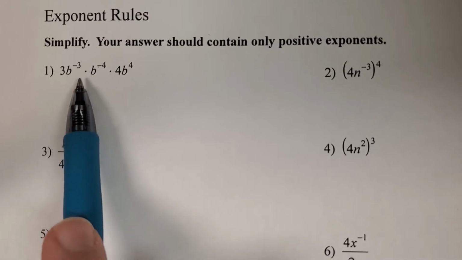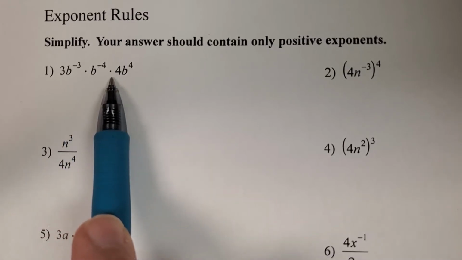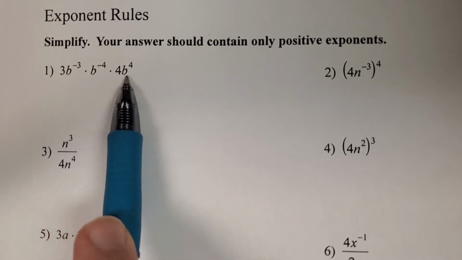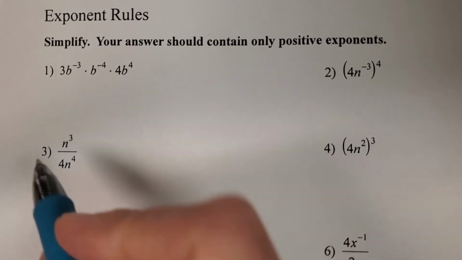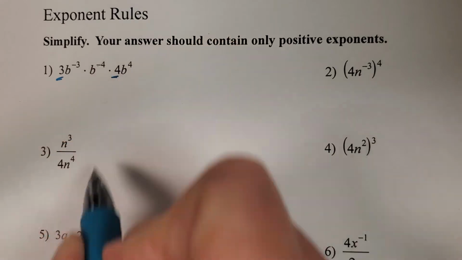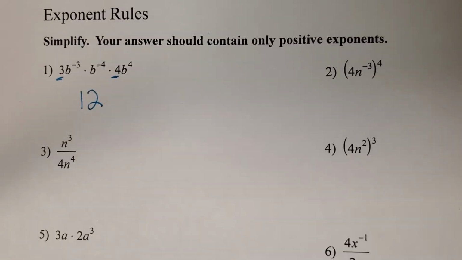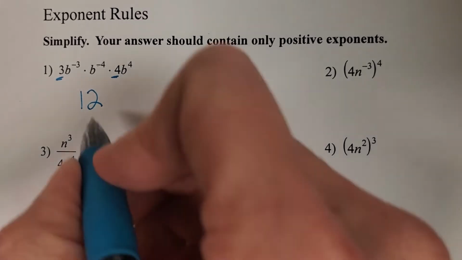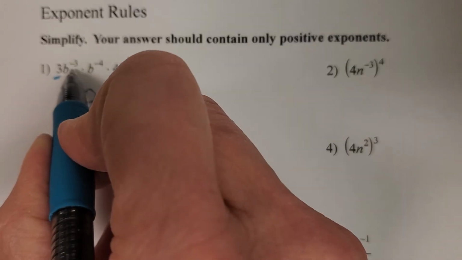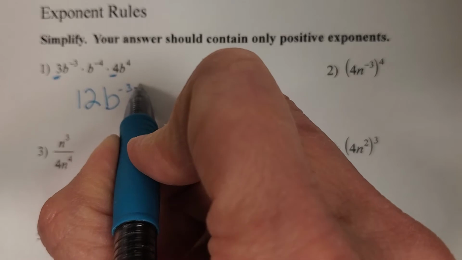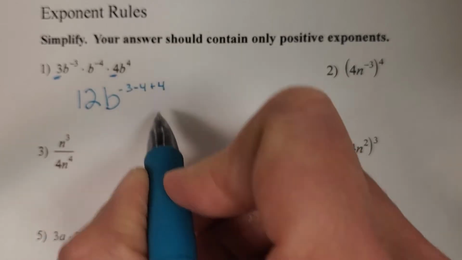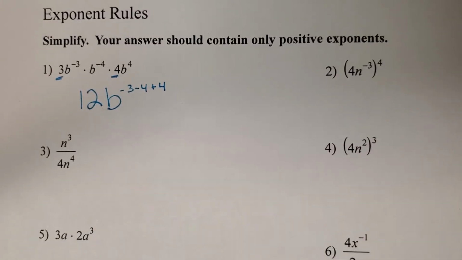The first thing I want to notice is that I'm multiplying. That means I'm going to use my exponent rule that says when I multiply like bases, I add my exponents. But remember, coefficients get multiplied just like normal. 3 times 4 is 12, so my coefficient is going to be 12. And then I'm going to take b and add up all of those exponents. So that means -3 minus 4 plus 4. Remember, minus 4 is the same thing as adding a -4.